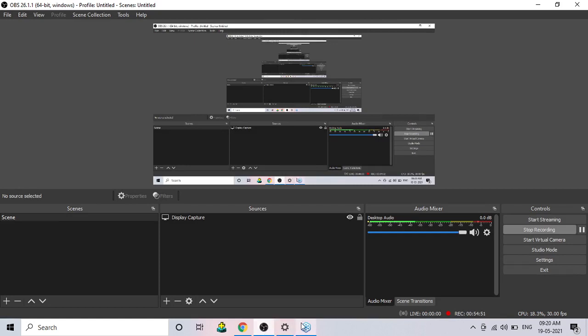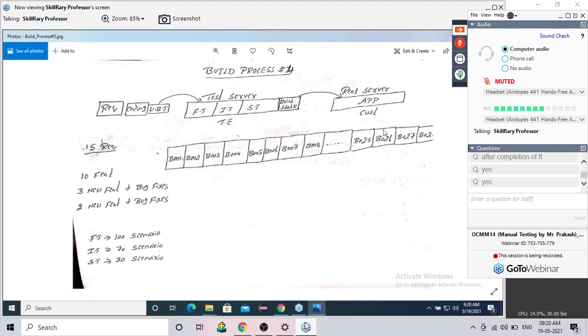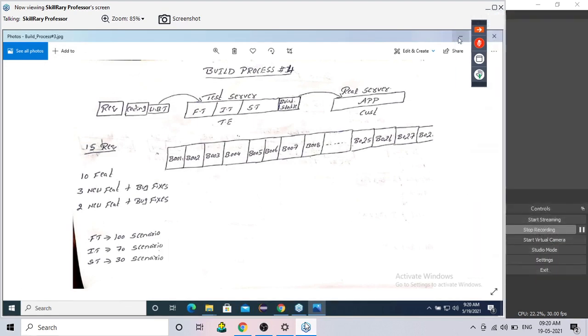Please explain spiral model diagram only. Okay. Then let me open that topic, guys. 1 minute.